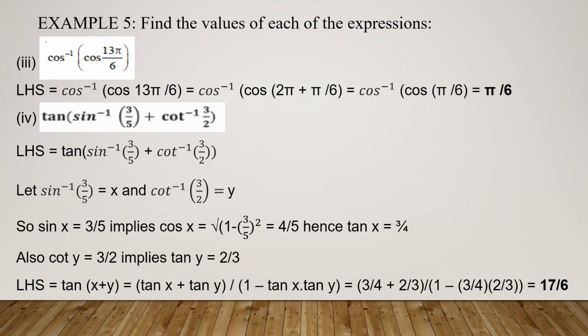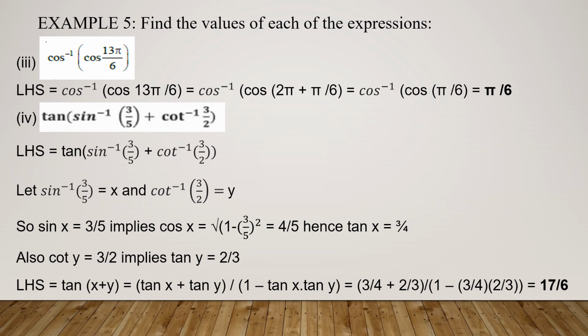Find tan of sine inverse of 3 by 5 plus cot inverse of 3 by 2. First of all, let us simplify both the terms individually. Sine inverse of 3 by 5, let it be x, and cot inverse of 3 by 2, let it be y. So sin x is 3 by 5.